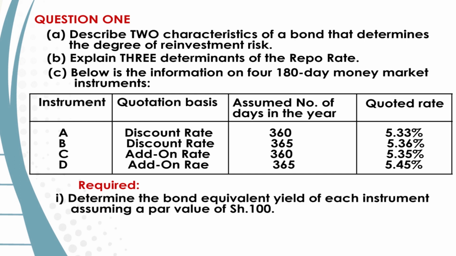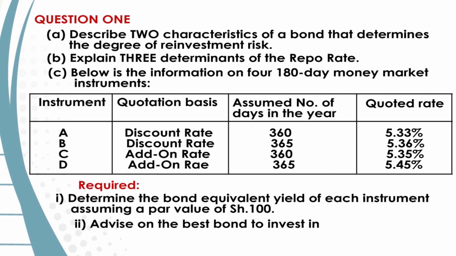Candidates were required to, in Roman 1, determine the bond equivalent yield of each instrument, assuming a par value of 100 shillings. Then in Roman 2, candidates were to advise on the best bond to invest in. Determine the bond equivalent yield.